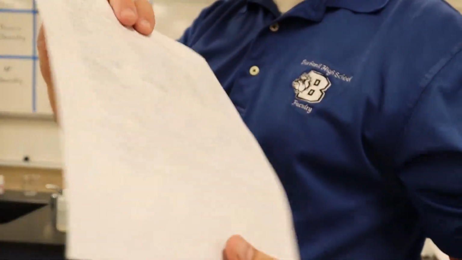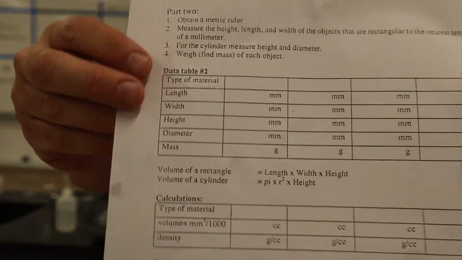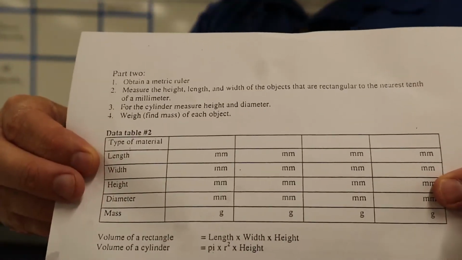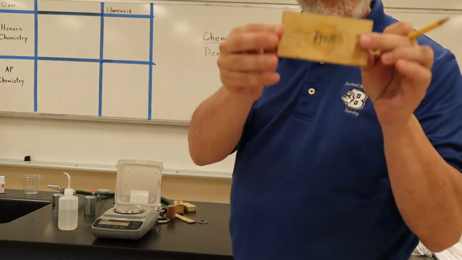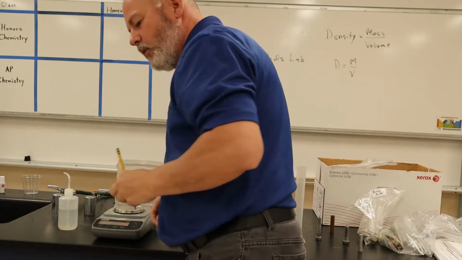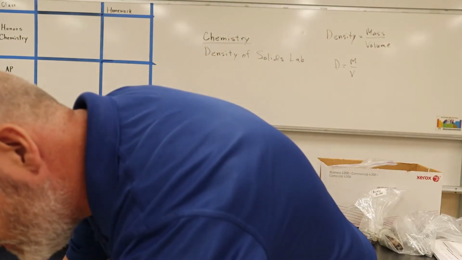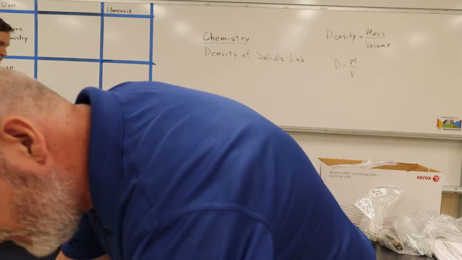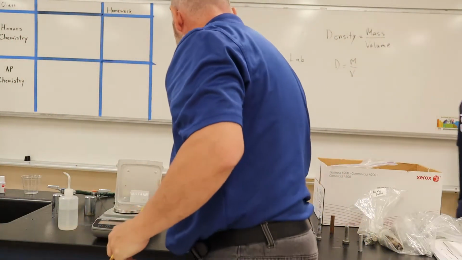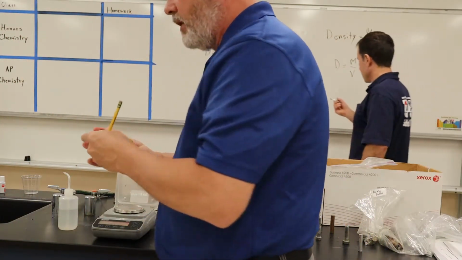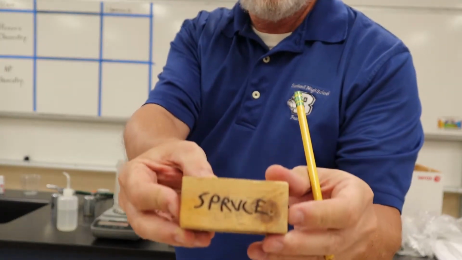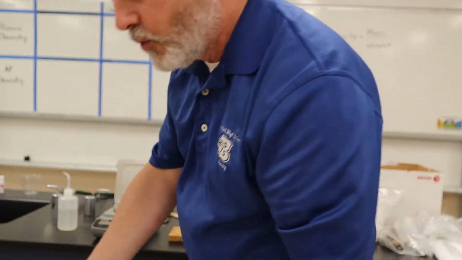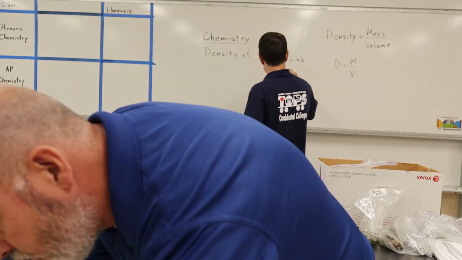Now we're going to do the wood, and we're going to do 4 woods. Let me write them down. We got pine, pine wood. I can write them on the board too. So pine, and then spruce. A block of spruce wood.